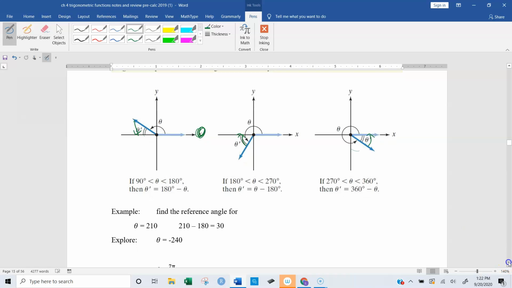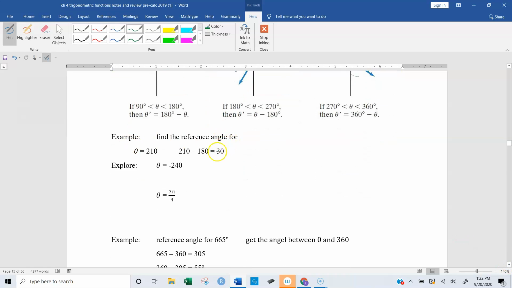All right, let's go here. Find the reference angle for 210. Well, if you draw this in, we know 210, there's 180, 210 is down in this quadrant. So your reference angle is back to 180. So I have to take the 210 minus 180, and I get a 30-degree reference angle. Okay, pause and try yours.